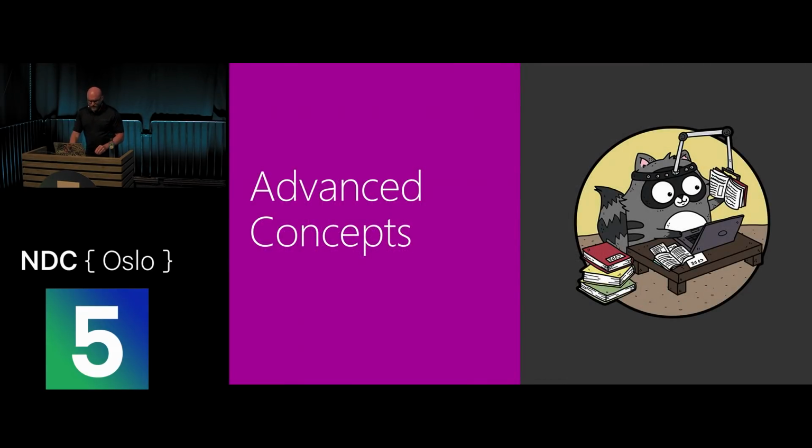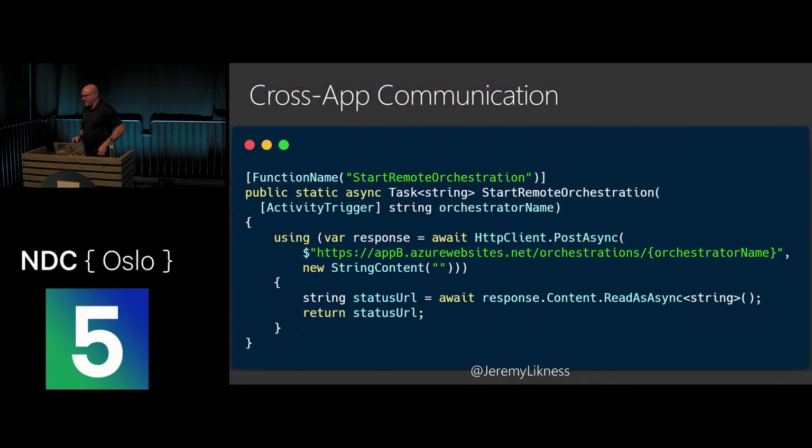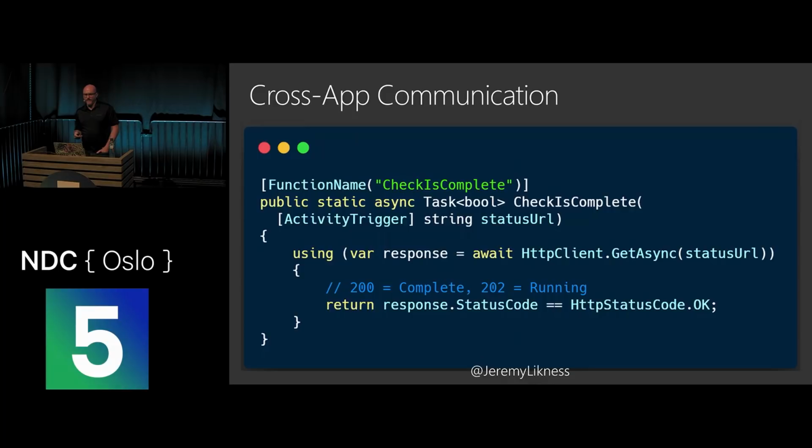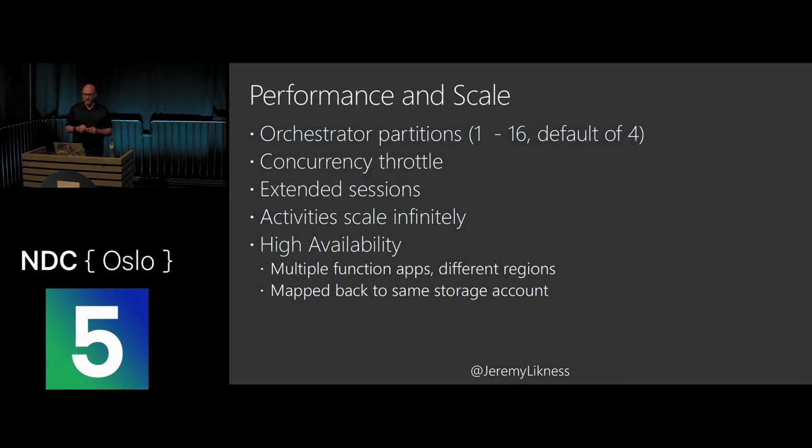So there are some advanced concepts that come around this. There is the possibility of cross-app communication. If I have multiple orchestrators in different function apps, I can set that up, and this is using a pretty straightforward set of HTTP requests. So it's using an HTTP endpoint basically to kick off another orchestrator, and then it's going out and getting the status. But you could use queues, you can use messaging. There are other ways to communicate between orchestrations.